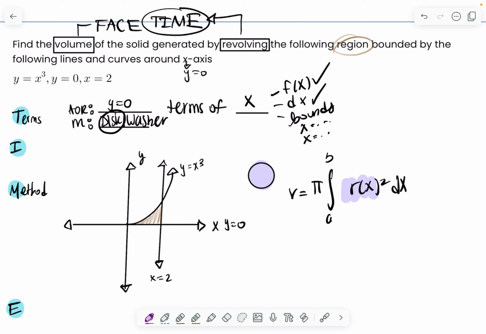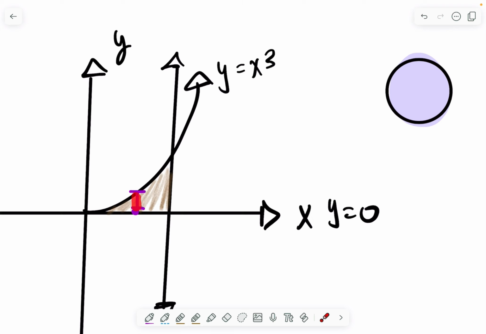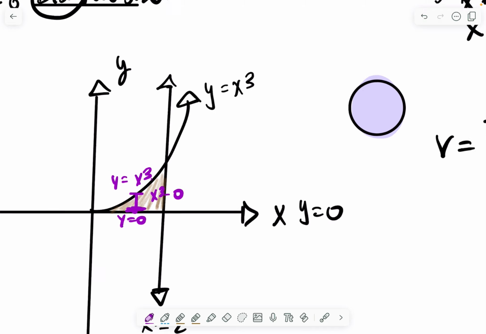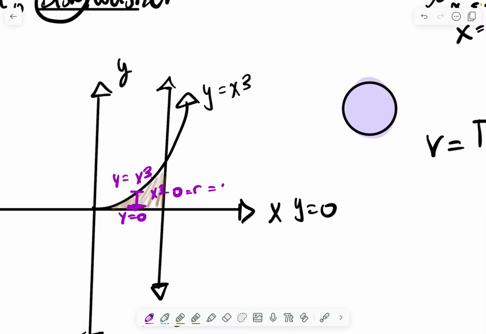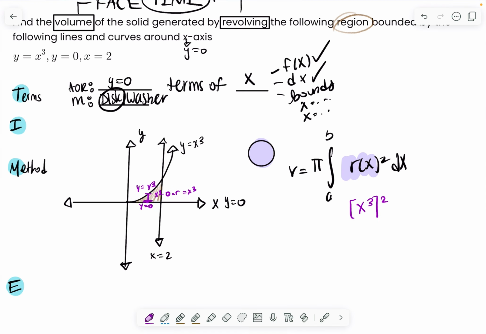And so this is simply from the axis of rotation, the distance from here all the way until you touch your first graph. This little length right here, that's your radius. So it touches this graph, y is equal to x cubed, and then here this is y is equal to 0. So it's really the difference between x cubed minus 0, which is why your radius is simply x cubed. And remember, we're squaring that, dx, and then we still need to figure out our bounds.